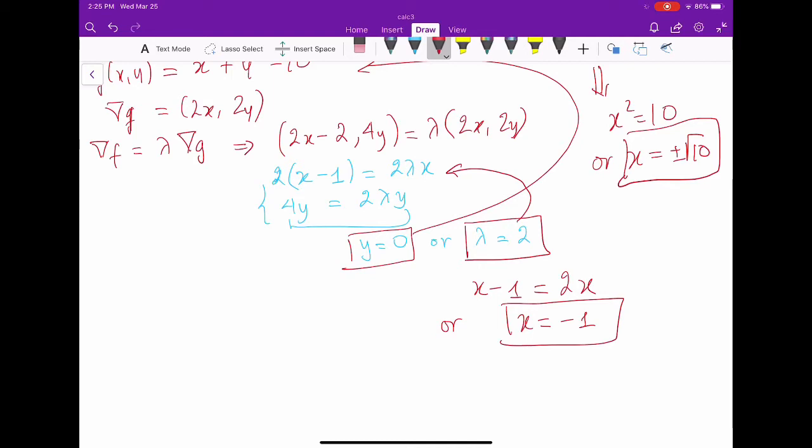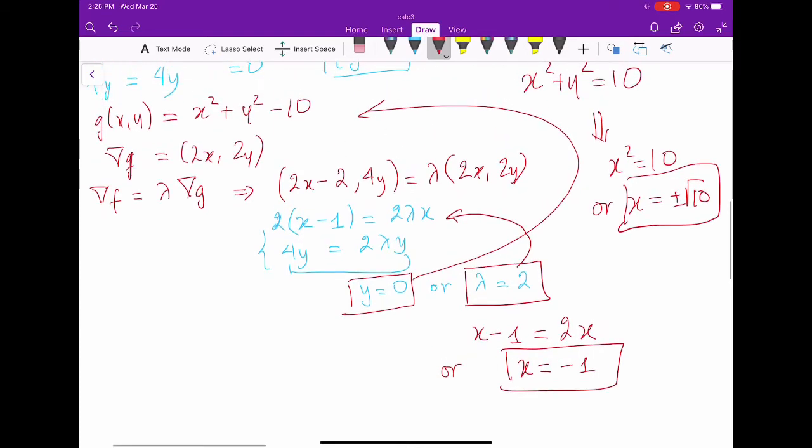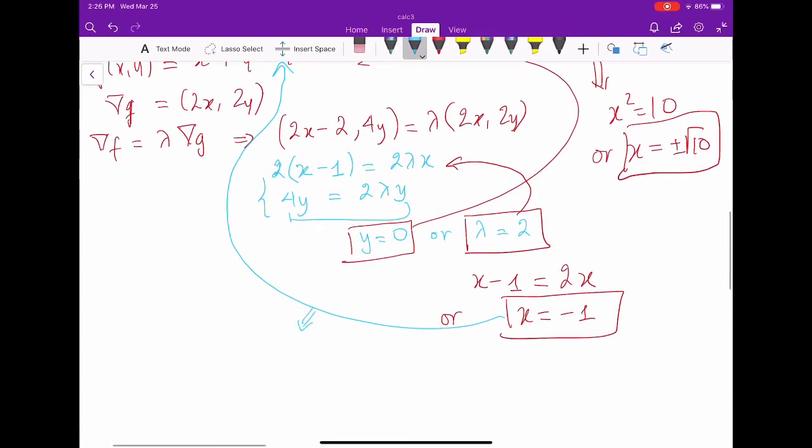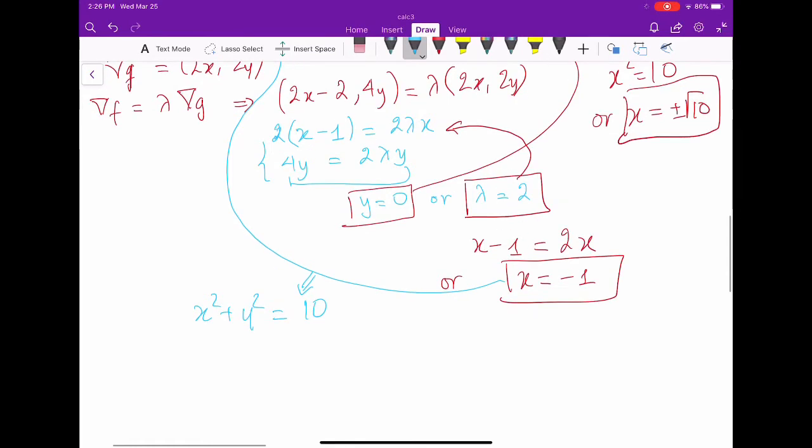Once you have x equal to negative 1, again you will plug this value into the constraint, right? So you have x squared plus y squared equal to 10. And from here you can solve for y, that is 10 minus 1 squared, which is 9, and y equal to plus minus 3.